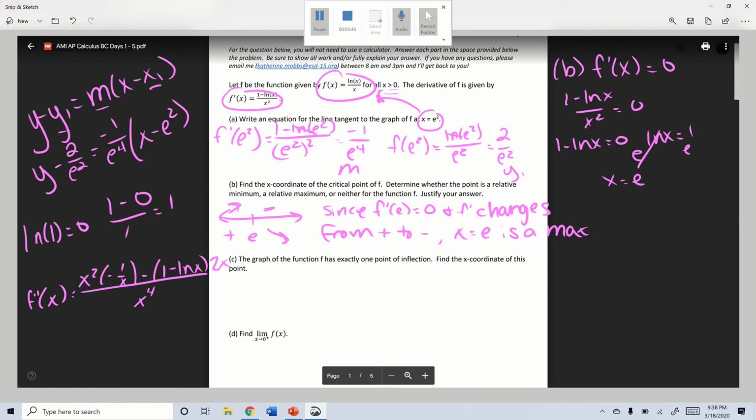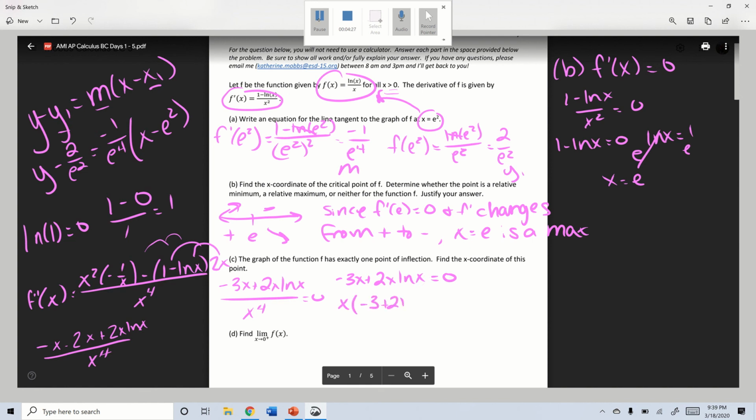Okay, so if we simplify that down on top, multiplying these first two things together, we get negative x. Then we're going to distribute in the 2x and then also distribute in this negative. So that's going to give us minus 2x plus 2x ln of x all over x to the 4th. So really our second derivative is negative 3x plus 2x ln of x over x to the 4th. Set that equal to 0. So we multiply by the denominator, so we're really looking for where negative 3x plus 2x ln of x is equal to 0.